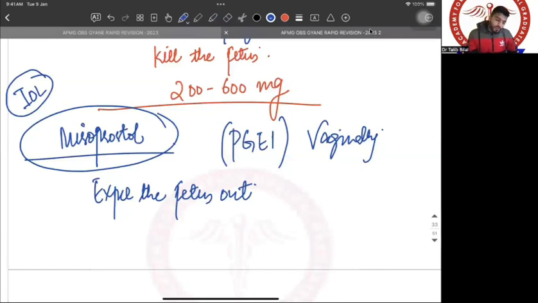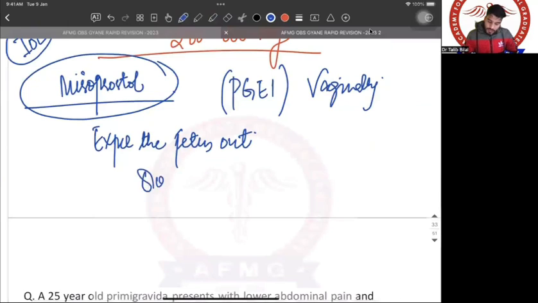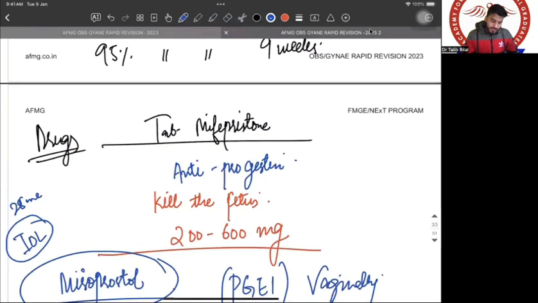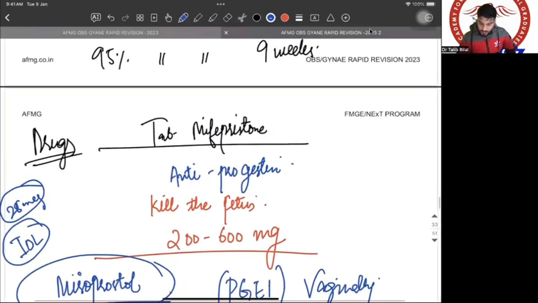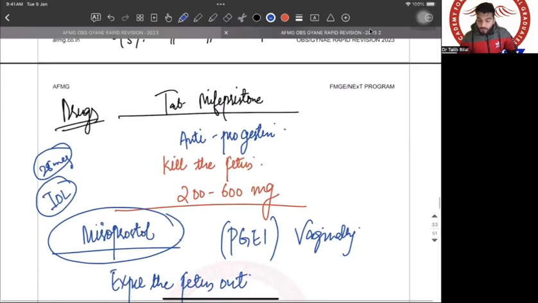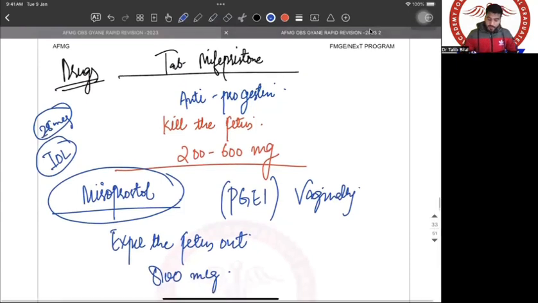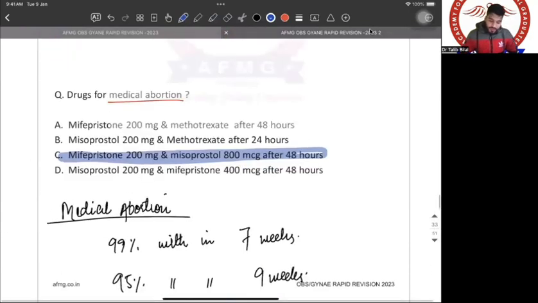So we also use misoprostol in induction of labor, but at a very low dosage. The dosage for abortion is 800 micrograms. Here we start with 25 micrograms. You will learn these things once you qualify for the exam and go for the OB-GYN internship rotation, guys. So 25 micrograms here. That was all about abortion drugs, medical abortion.